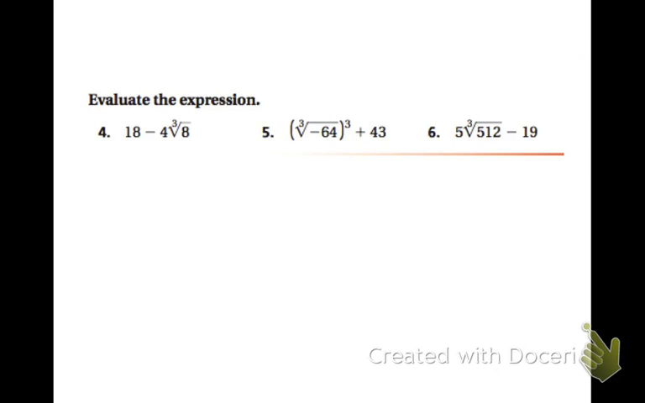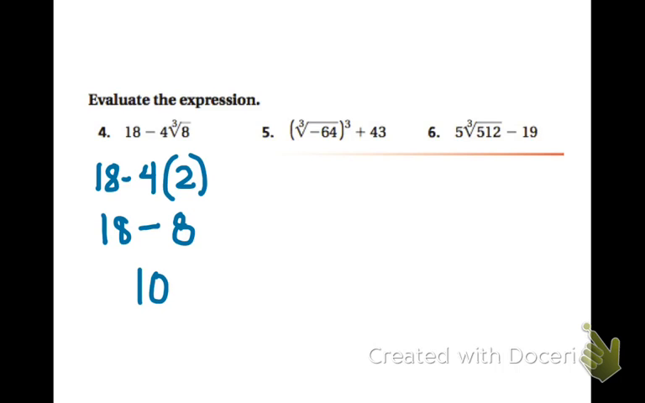To evaluate these expressions, we have 18 minus 4 times the cube root of 8. The cube root of 8 is 2. So you know that you have to multiply before you subtract. We would do 18 and multiply 4 times 2 to get 8, and finally subtract to get 10.